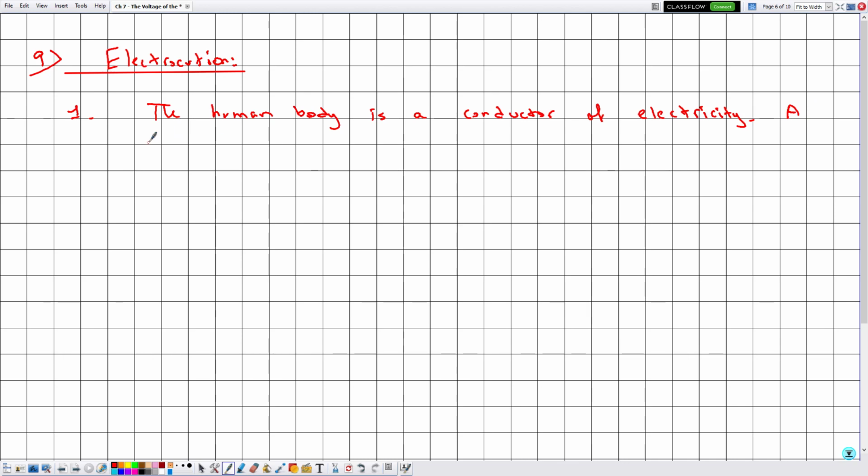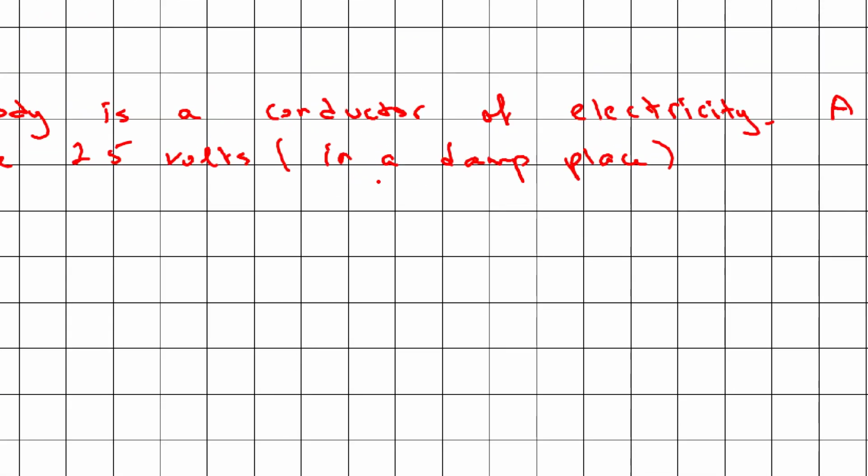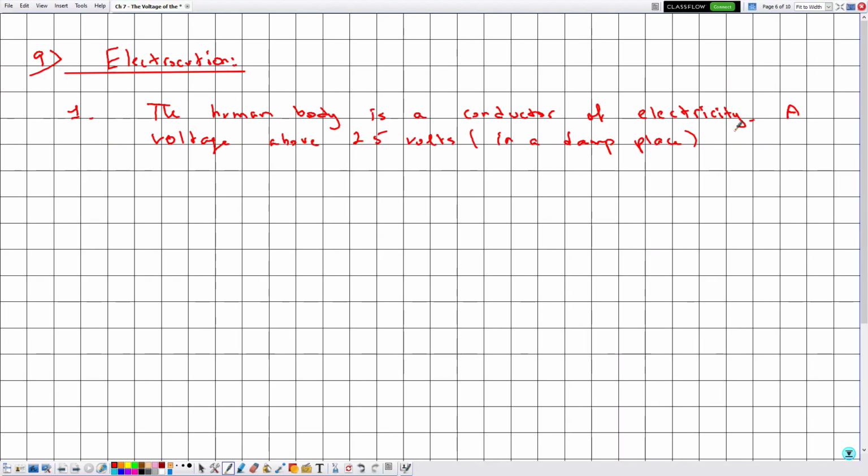A voltage above 25 volts in a damp place, so by a damp place we mean that the level of humidity is high, or of 50 volts in a dry place, may send a current larger than 100 milliamperes in the human body.